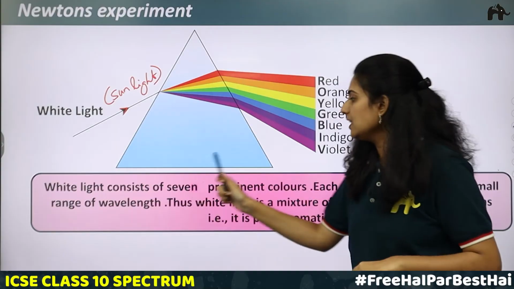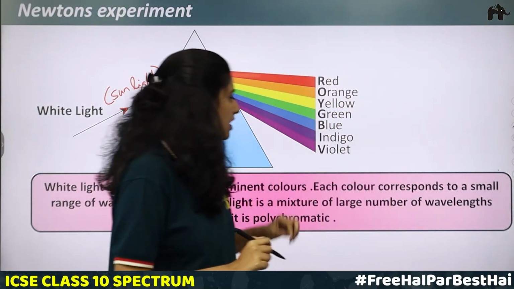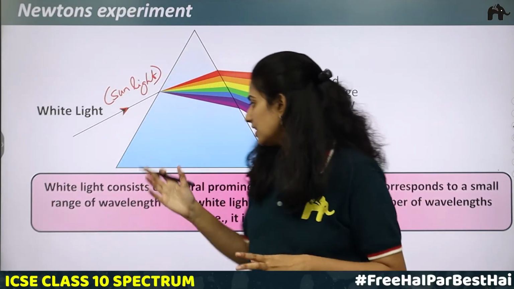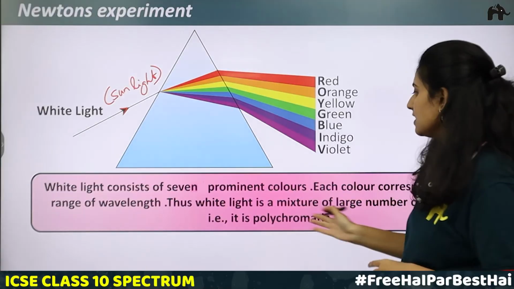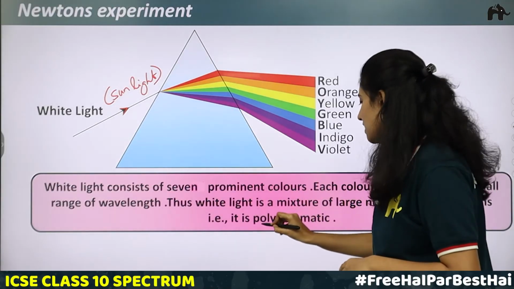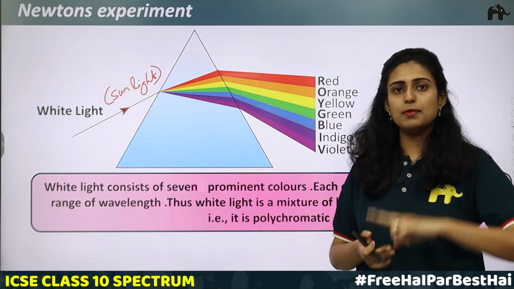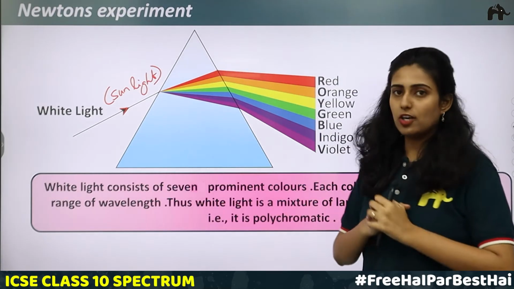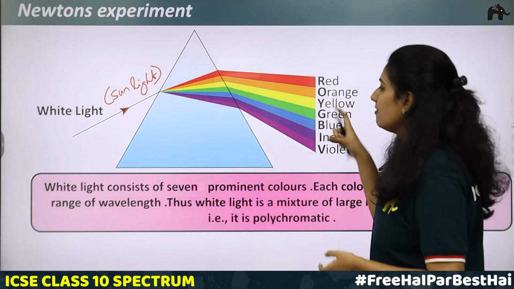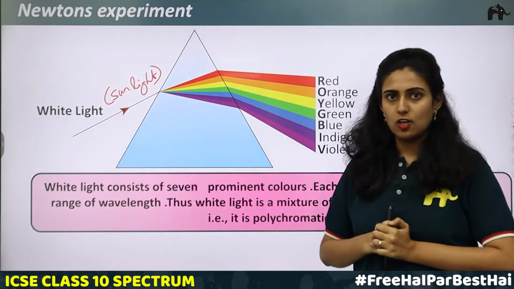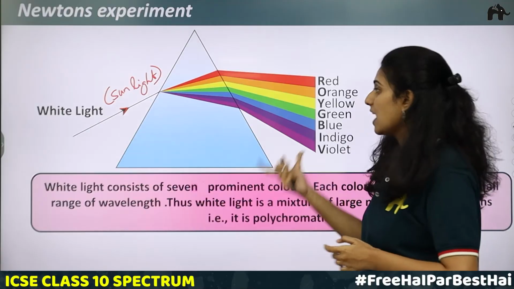So white light consists of 7 prominent colors. Each color corresponds to a small range of wavelength. Thus, white light is a mixture of a large number of wavelengths. That is, it is polychromatic. Monochromatic means what? A single color. Dichromatic means 2 colors. Here white light is polychromatic, which means white light is made up of many different colors. Here we have 7 different colors which constitute white light. So this is the experiment that Newton performed. Splitting of light using a glass prism and sunlight.